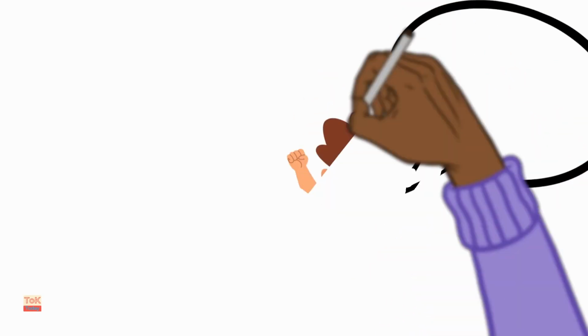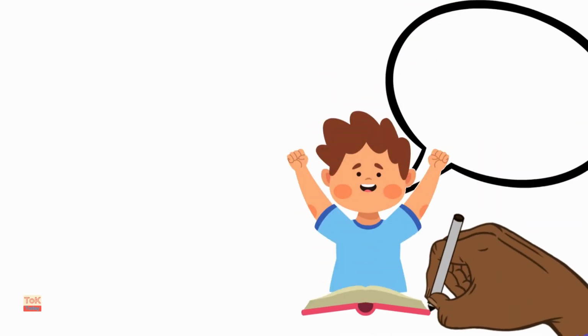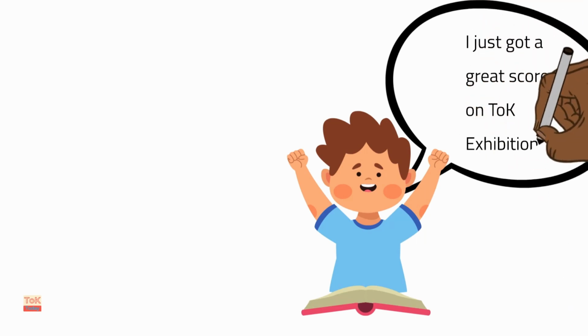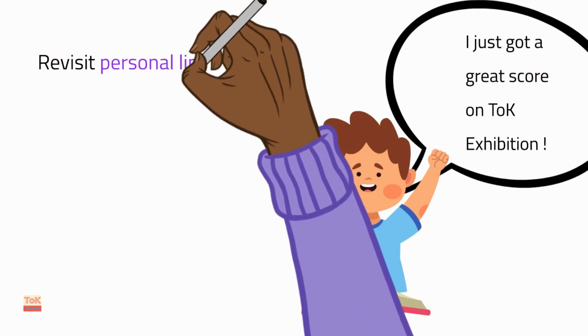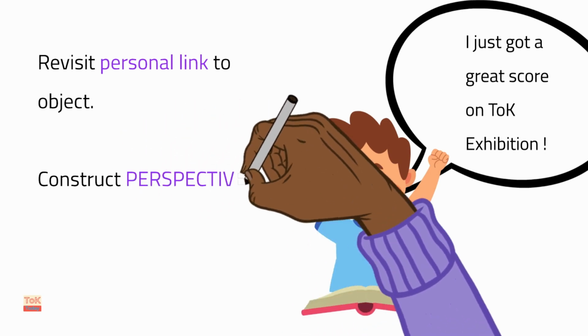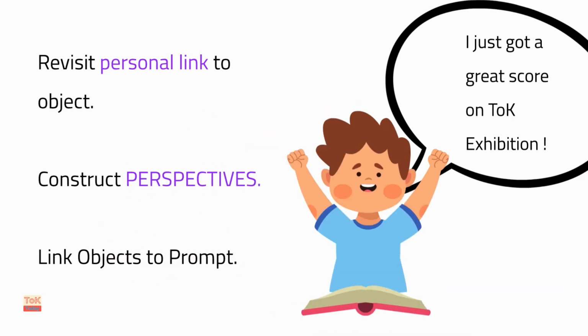Today's lesson is specifically designed to help students to get higher marks on their TOK exhibition. It does that by developing the skills of revisiting the identification of the personal link to the object, constructing perspectives on the prompt, and then linking the objects to the prompt.